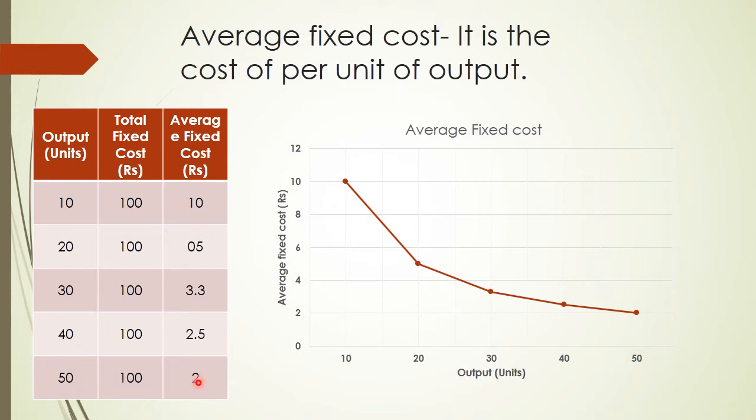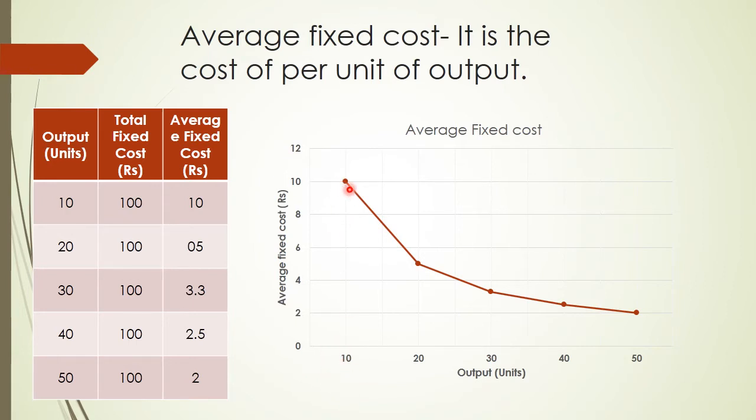So you can see that as the number of units has increased, your average fixed cost per unit decreased from 10 to 5 rupees. And the same way here, 30, 40 and 50. Now if you produce 50 units, then what will be your per unit cost?